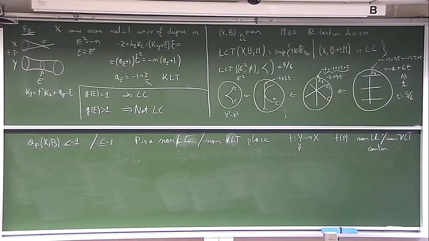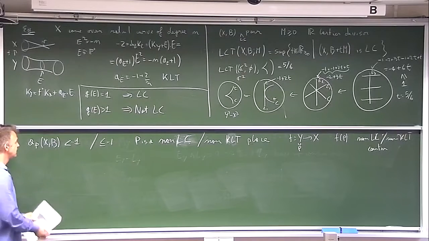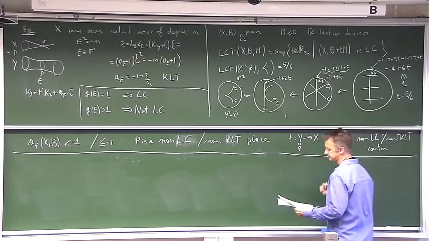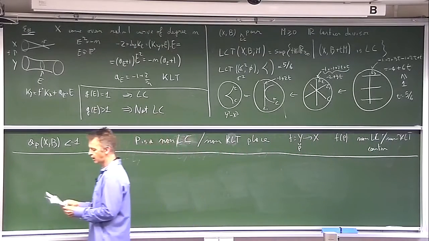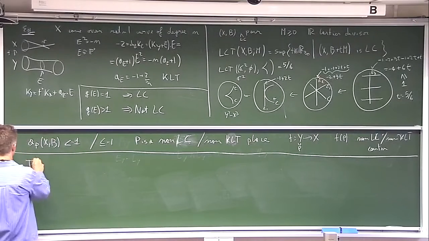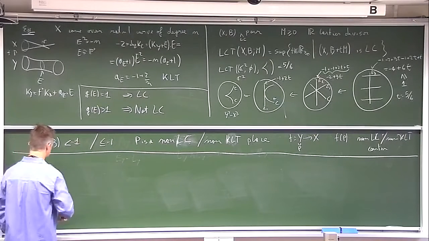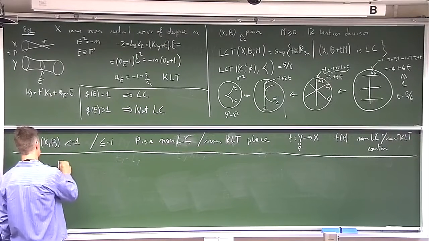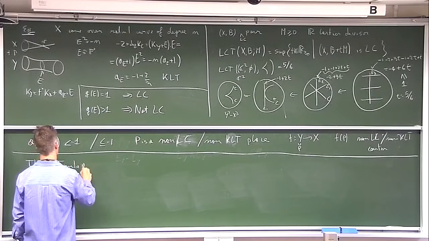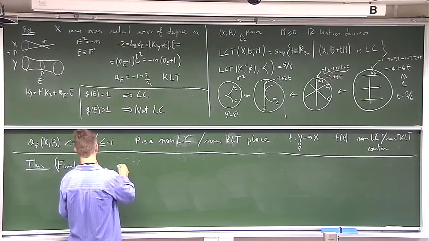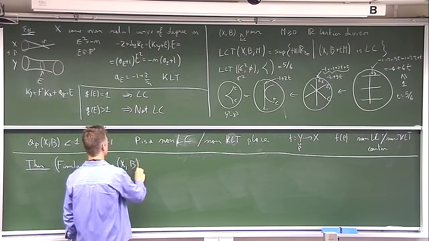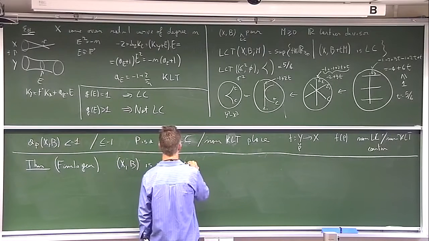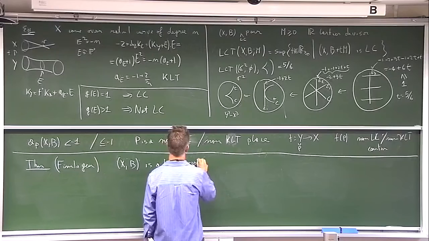Okay, so now, with this notation, I can state a more precise version of the theorem on finite generation that I mentioned the other day. Again, this theorem is due to Birkar, Cascini, Hacon, McKernan, and also to Hsu. So this is finite generation of the canonical ring. Suppose that (X, B) is a KLT pair. I should say projective pair, let's say.